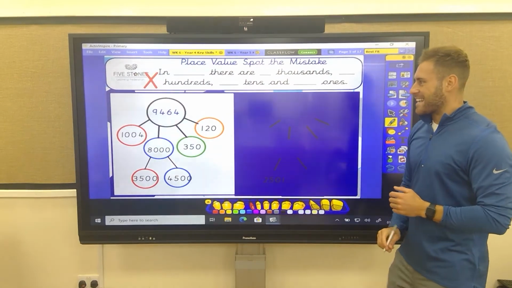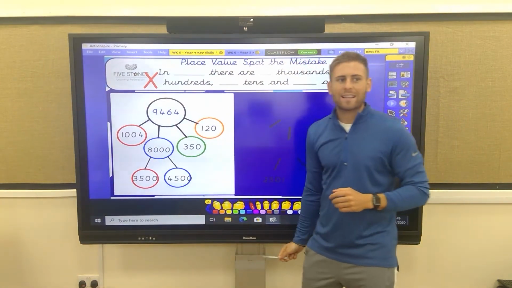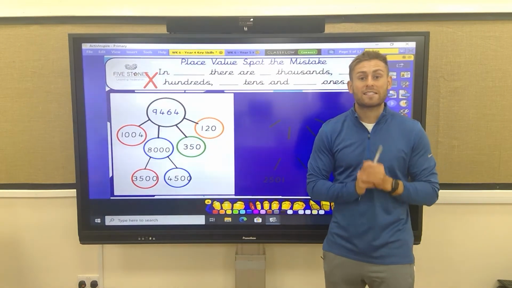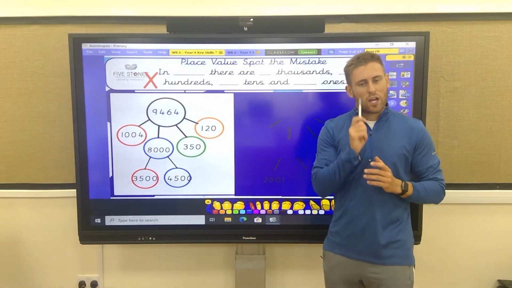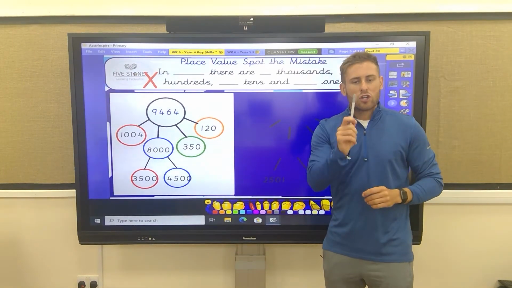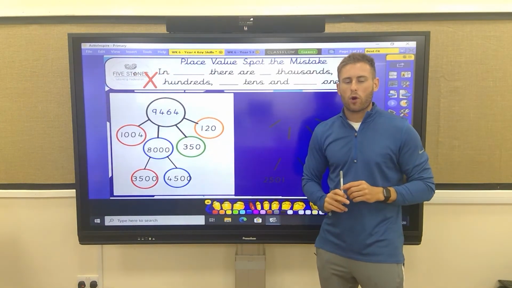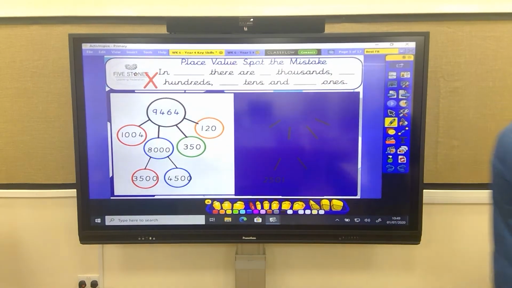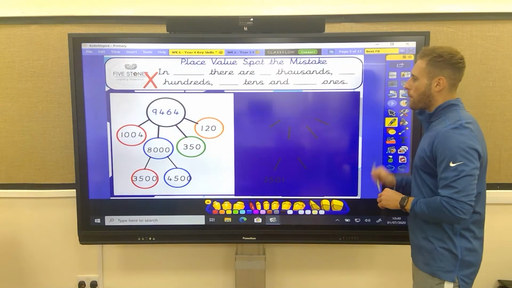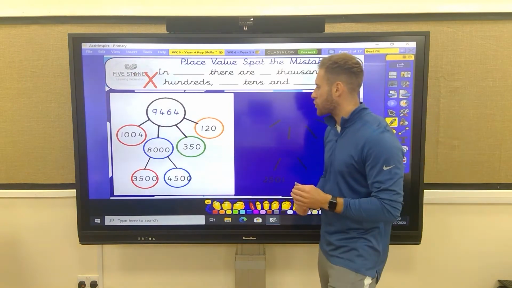Right, as you can see, my part whole model is complete. However, the red X on my screen signifies that there is a mistake in this problem. It's your job now to have a little think about the mistake that has been made. So pause the screen and see if you can spot the mistake. Off you go.